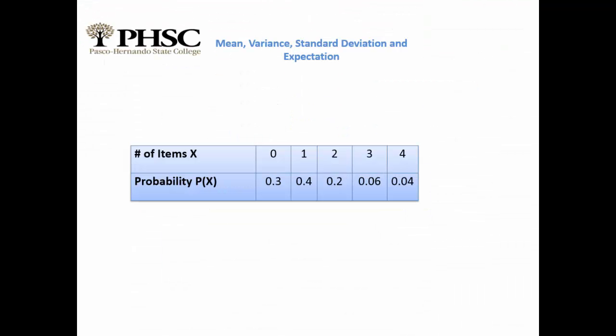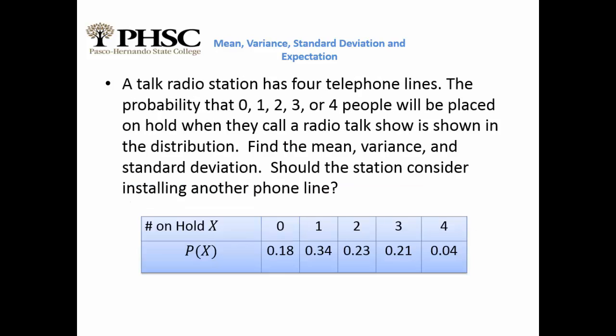All right. So here's another example. A talk radio station has 4 telephone lines. The probability that 0, 1, 2, 3, or 4 people will be placed on hold when they call a radio talk show is shown in the distribution. So we're going to find the mean, the variance, and the standard deviation, and then look at the question, should the station consider installing another phone line?